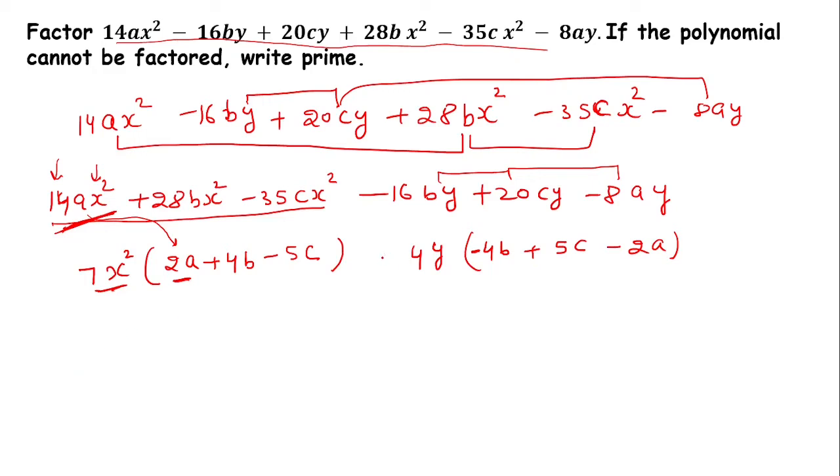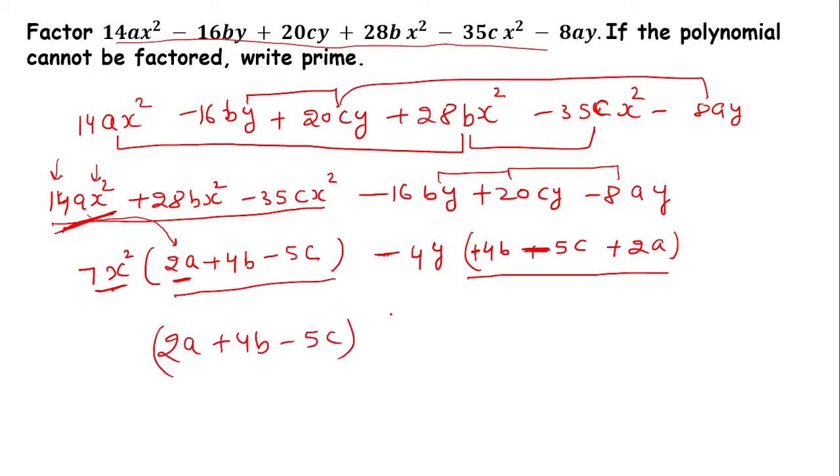If we take negative out, all signs get changed. Positive becomes negative, and this becomes positive. Now this value in the bracket and this value are both the same. It means they are common again. 2a plus 4b minus 5c, this is common. If this is common, what is left behind here? 7x square. This is taken out. What is left behind? Minus 4y.